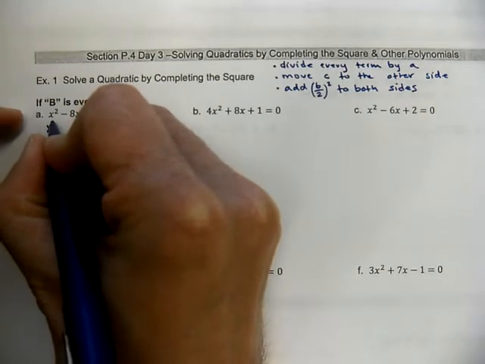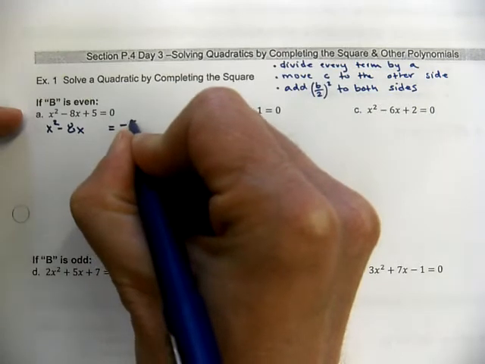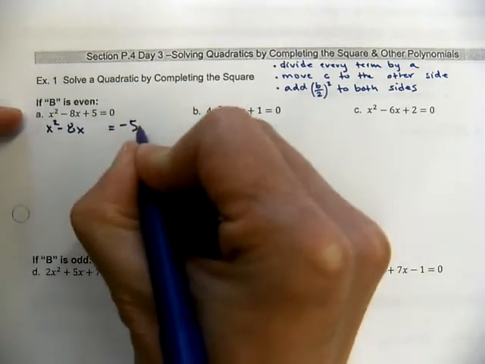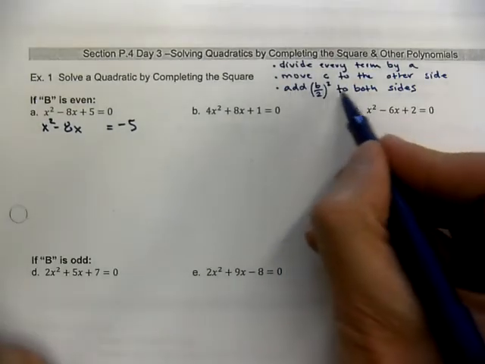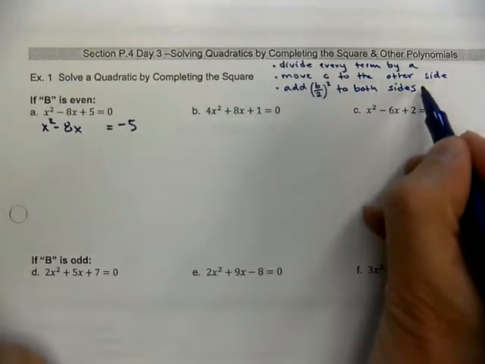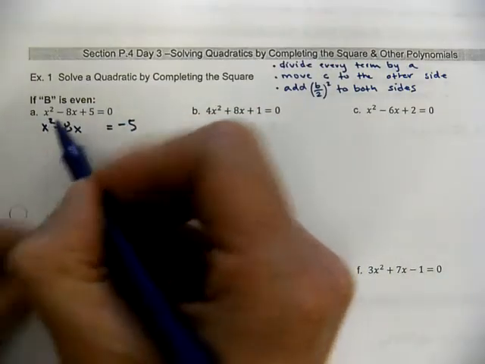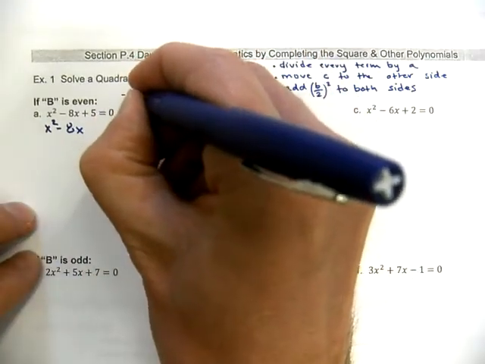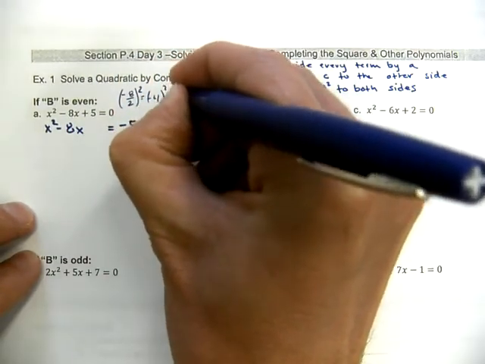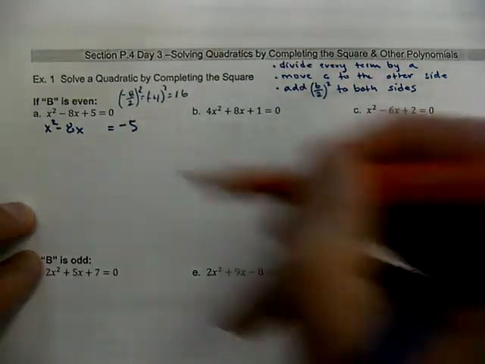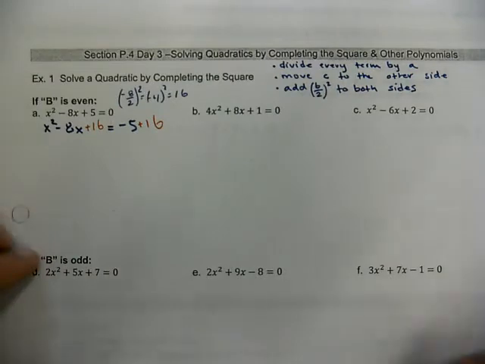Next, let's move that constant term to the other side. Remember to change the sign when you move it over, because we're subtracting 5 from both sides. Next, we have to figure out this number, this b over 2 quantity squared. So my value of b is negative 8. So I'm thinking of negative 8 over 2 quantity squared. That means we are squaring a negative 4. That gives us a positive 16. So we are adding 16 to both sides of the equation.